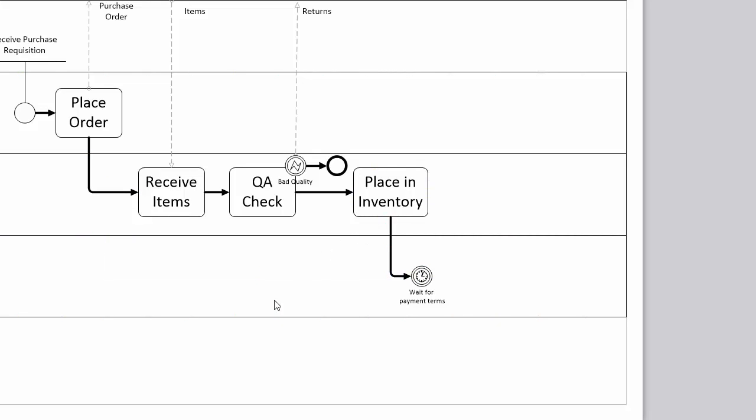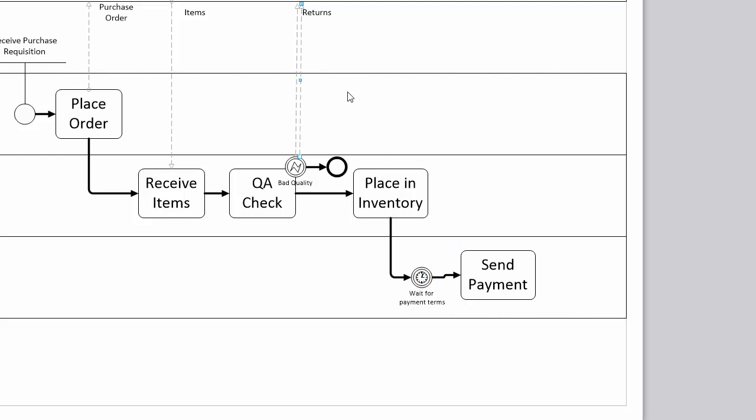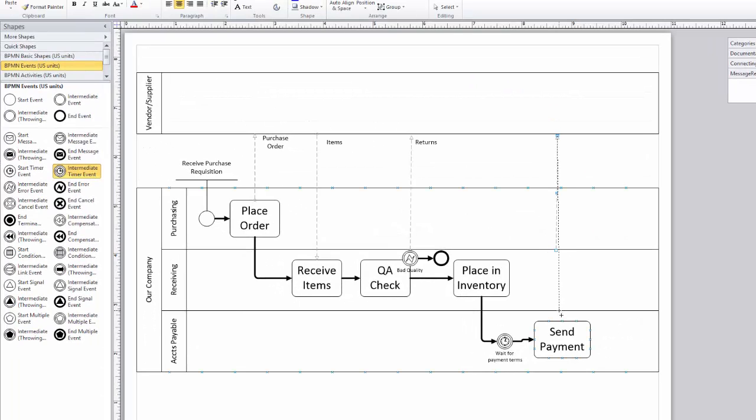So we're placing the goods in inventory, sending that notification to accounts payable, notifying them, and then eventually they will send payment to the supplier. And then our process ends.